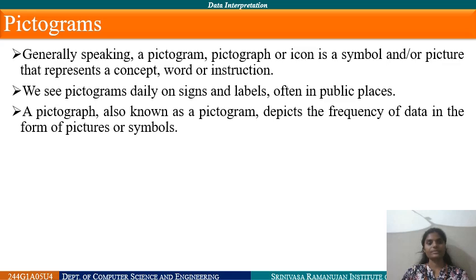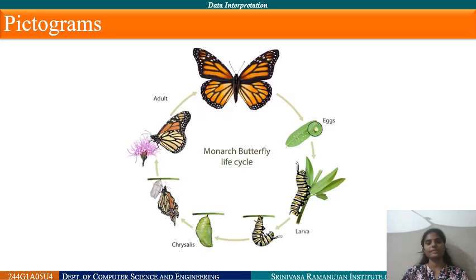What are pictograms? Generally speaking, a pictograph or icon is a symbol or picture that represents a concept, word or instructions. We see pictographs daily on signs and labels, often in public places. A pictograph, also known as a pictogram, depicts the frequency of data in the form of pictures or symbols. This is an example of pictograms.